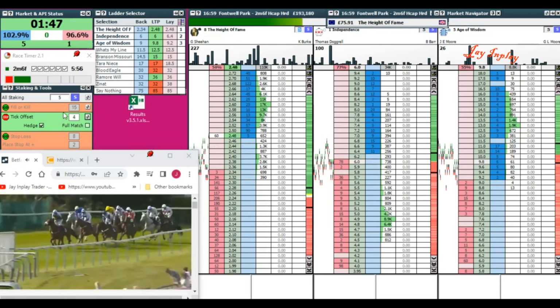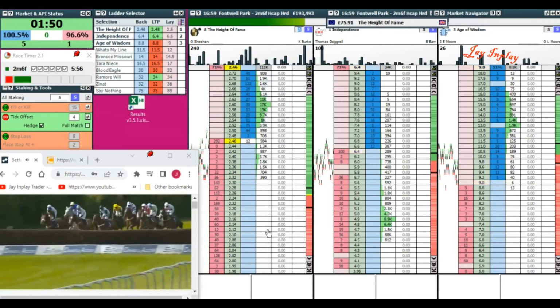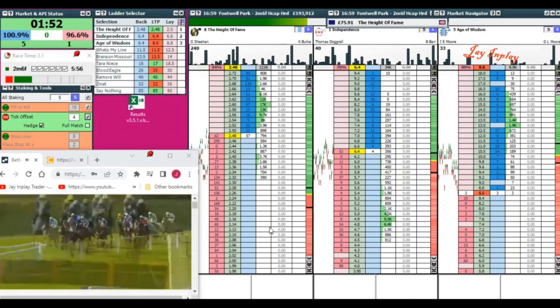So you can see the markets aren't really moving around much at the moment, and I don't like to go for less than 4 ticks. I'm not getting 4 ticks, so you might as well trade pre-race.